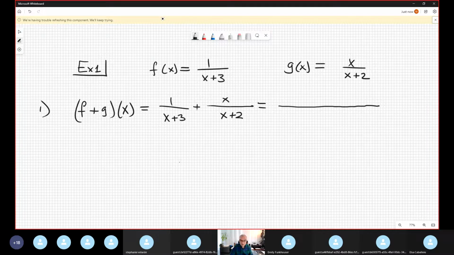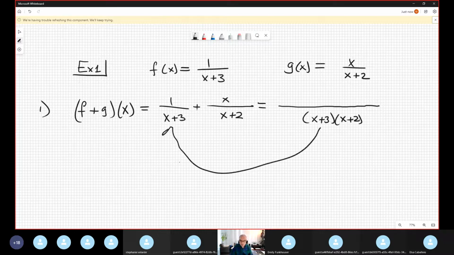The LCD is x plus 3 and x plus 2. And the top part is easy. You divide this by this. It's obvious x plus 3 is cancelled, division, and x plus 2 stays alive, multiplied by 1 is x plus 2. Plus, and the second fraction, exactly the same. You divide this by this, x plus 2 is cancelled. Stay alive, x plus 3 times x, the corresponding numerator.